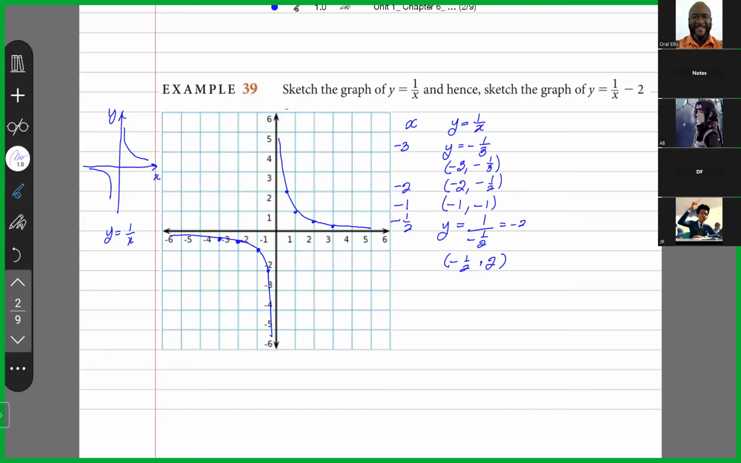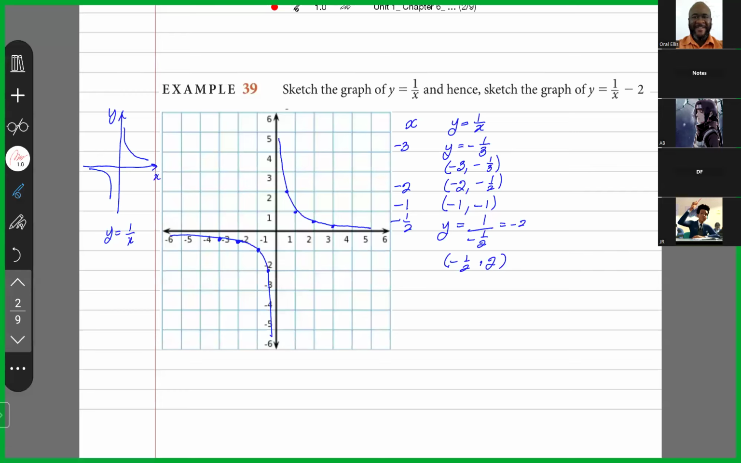All right. So this is the graph of y is equal to 1 over x. Now, if we want to sketch the graph of y is equal to 1 over x minus 2, we're going to vertically translate this graph 2 units vertically downwards.